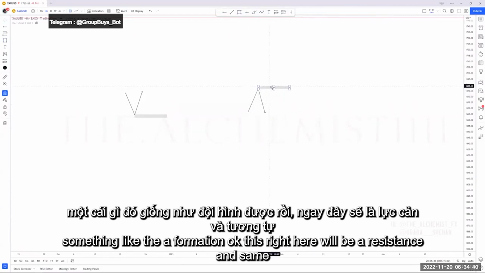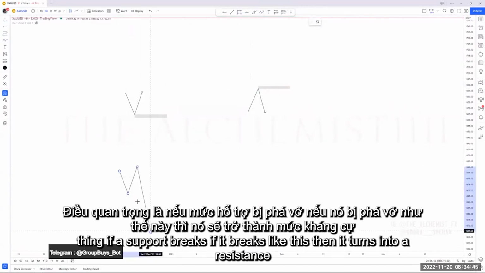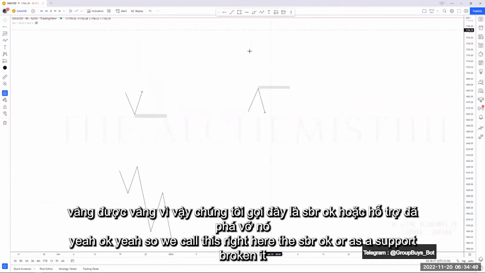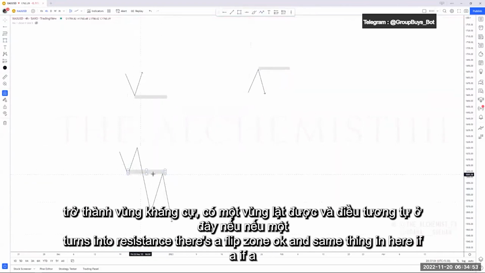Okay, this right here will be a resistance. And same thing, if a support breaks, if it breaks like this, then it turns into a resistance. So we call this right here the SPR, or support broken, it turns into resistance. There is a flip zone.